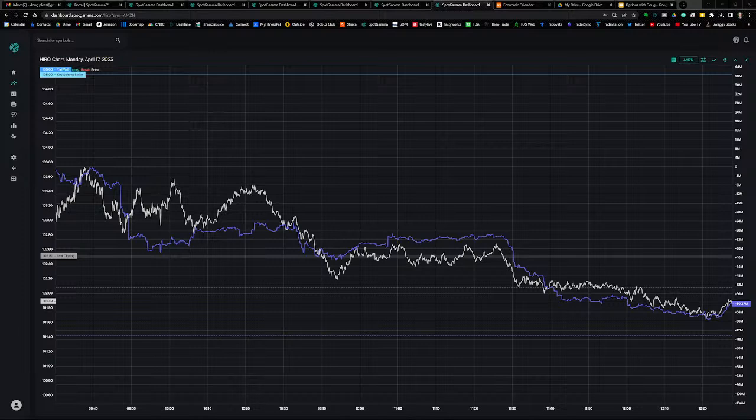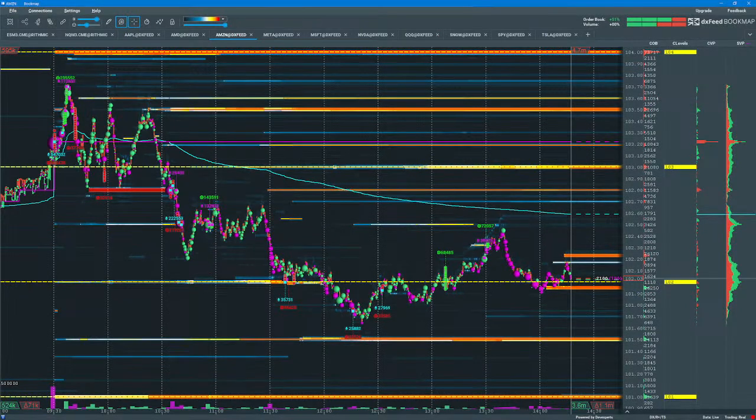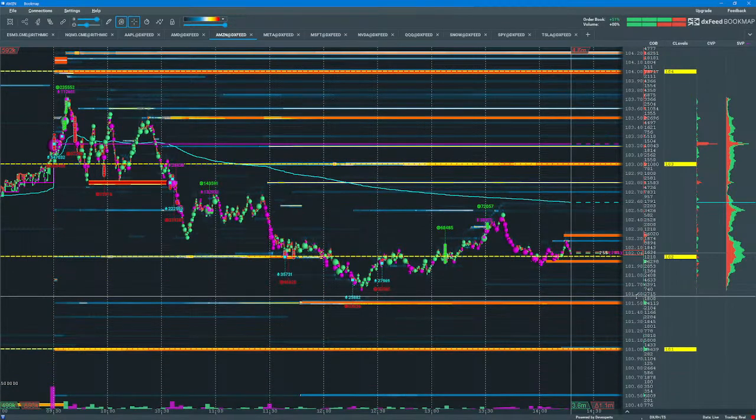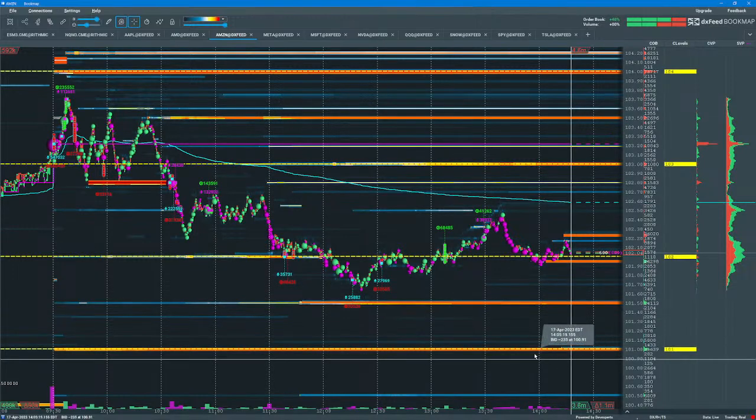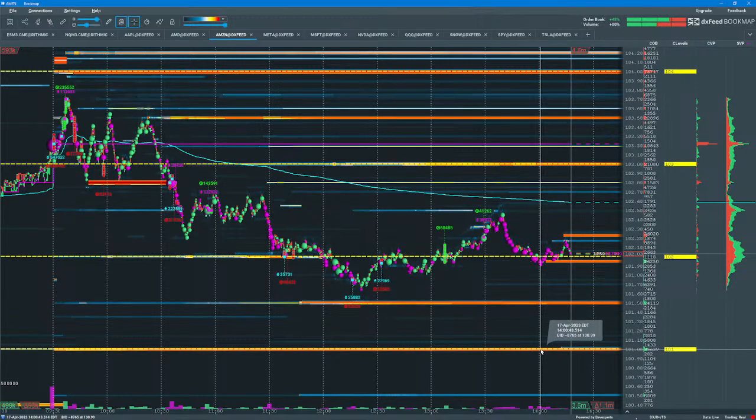All right, let's take a look at Bookmap. And Batch asked, there's a big wall at 101 on Amazon. By wall, if you mean Spotgamma level, no. There is liquidity at 101. And that's shown with the heat map here in Bookmap.